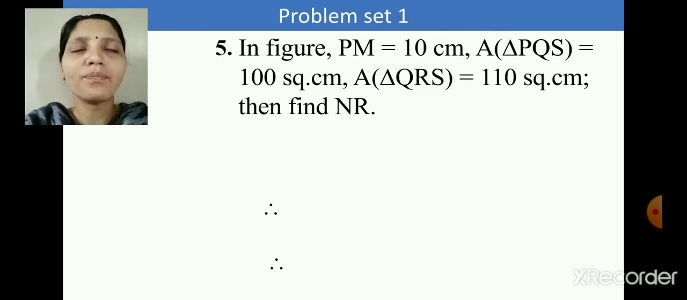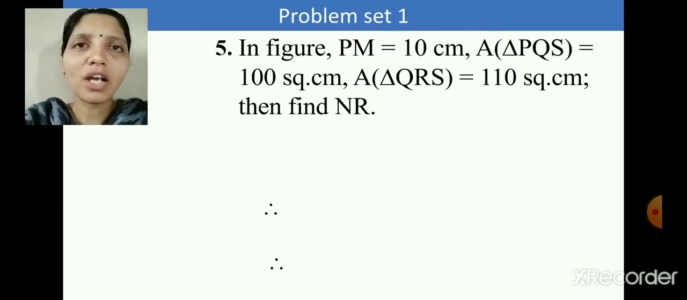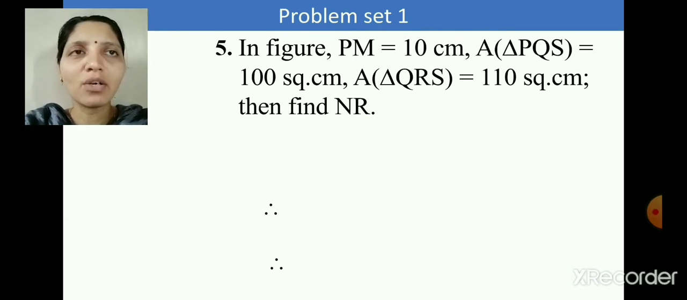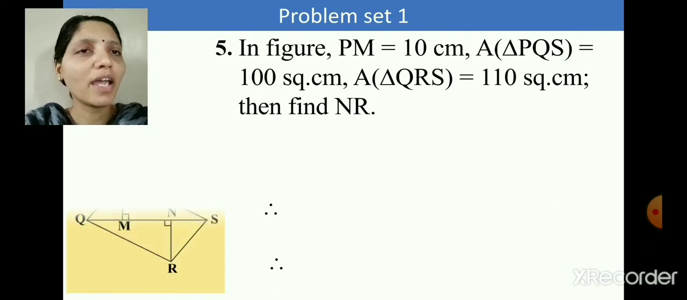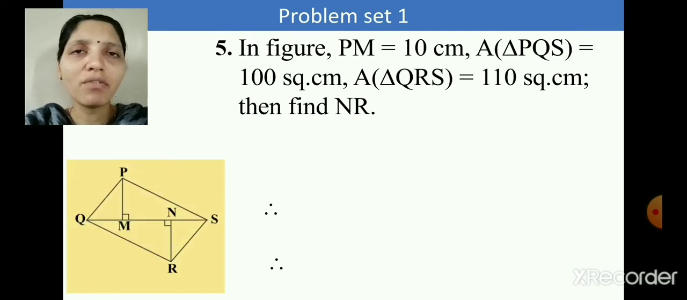So let's start with the doubt solving session. That is, one doubt from practice set 1 was asked, fifth sum. So let's start to solve this question. In figure, PM is equal to 10 centimeter. Area of triangle PQS is equal to 100 square centimeter. Area of triangle QRS is equal to 110 square centimeter. Then find NR. So this is the figure given to us.